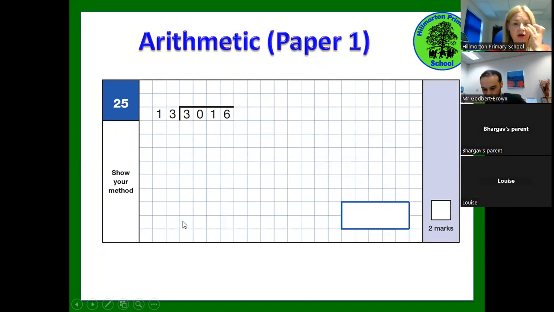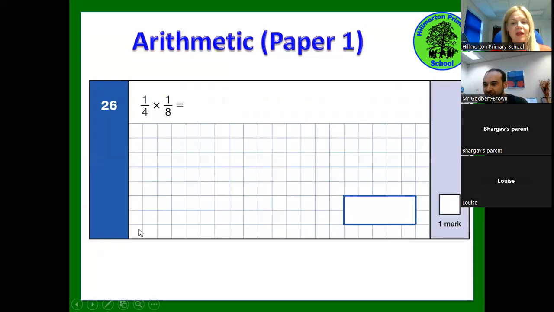Another one, this is another 2-mark question, a long division question, 3016 divided by 13. There are some easier ones. These are sort of later on in the paper. An example of fractions, so multiplying fractions, so 1/4 multiplied by 1/8. And the children have learnt the strategies there. You multiply the numerators, multiply the denominators. So 1 times 1 is 1, 4 times 8 is 32, so it'd be 1/32 would be the answer there. And they would put that in the box at the bottom.